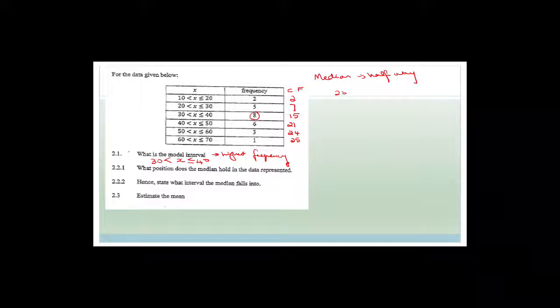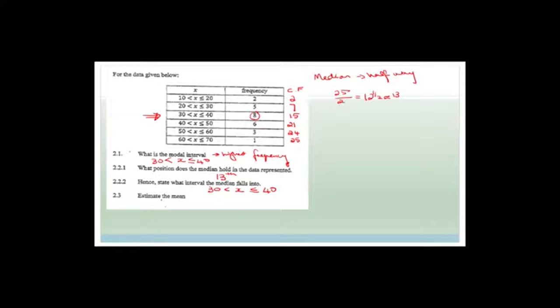So do you agree 25 divided by 2 is 12 and a half? So we're looking at approximately 13. So we're looking for the 13th number. We've got 2 to 7, and then 7 to 15. So again, what position does the median hold in the data represented? It will be the 13th position. Hence, state what interval the median falls into. Again, it's going to be greater than 30 and smaller than or equal to 40, which means this has a very good distribution, following the proper distribution curve.